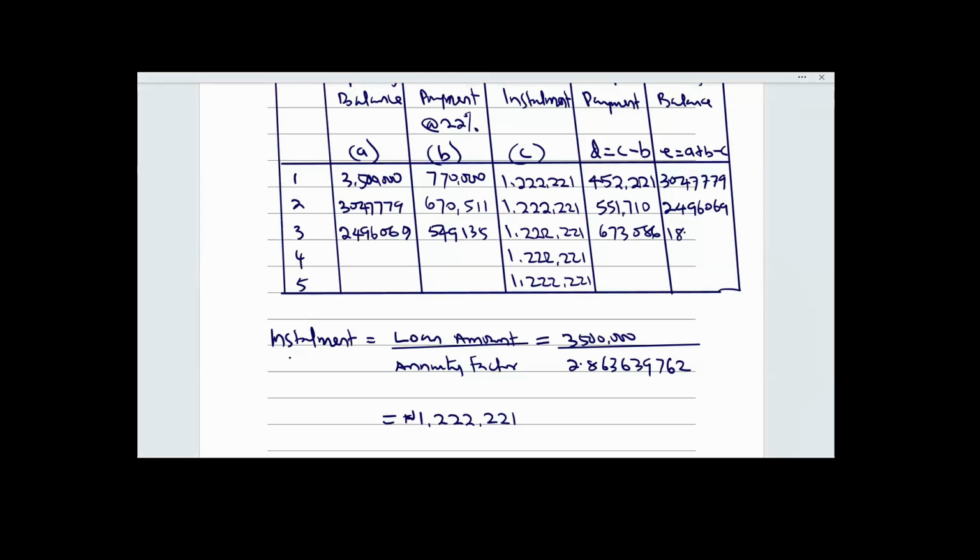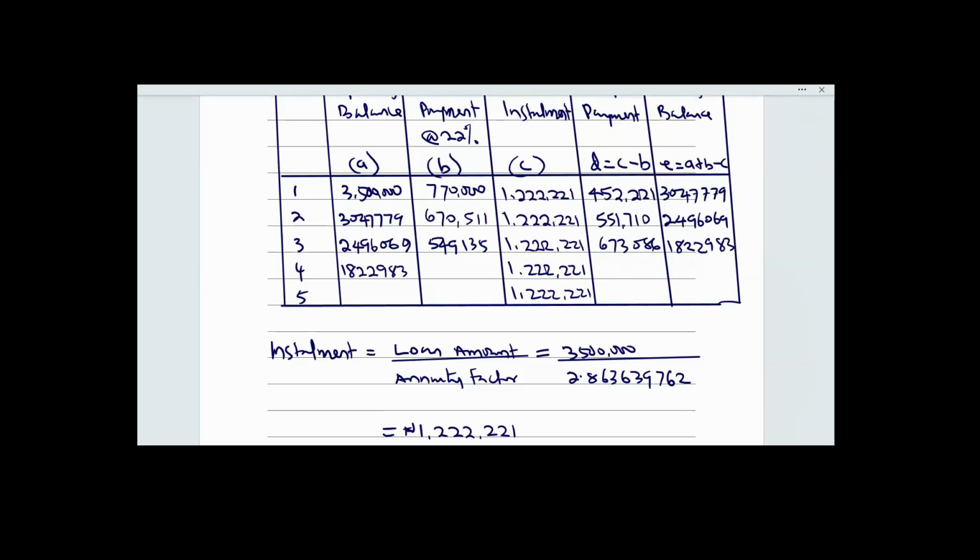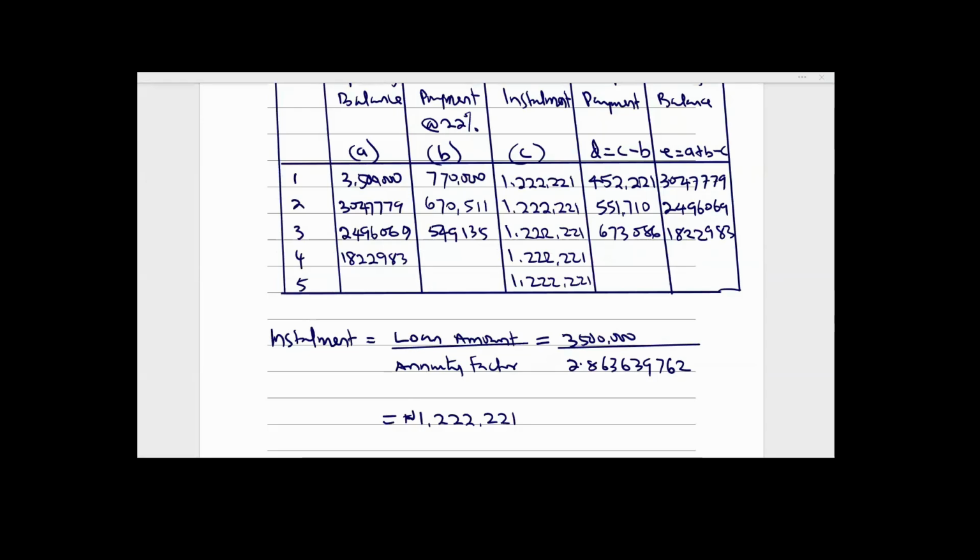So we have 1,822,983. All right, so that will be the closing balance at the end of year 3, becoming the opening balance. 1,822,983. So you multiply interest on that, multiply by 0.22. That produces 401,056.